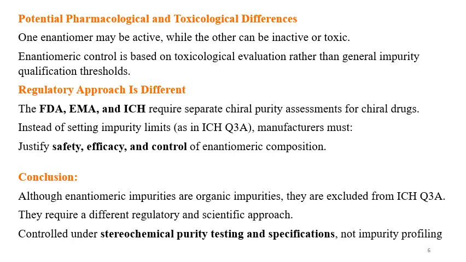Potential pharmacological and toxicological differences. So, one enantiomer may be active while the other may be inactive or toxic. Enantiomeric control is based on toxicological evaluation rather than general impurity qualification thresholds. This is very important to understand regarding the pharmacological and toxicological differences between the different enantiomers. Regulatory approach is different. The EMA, FDA, and ICH require separate chiral purity assessment for the chiral drugs. And instead of setting the impurity limits, manufacturers must justify safety, efficacy, and control of enantiomeric composition.